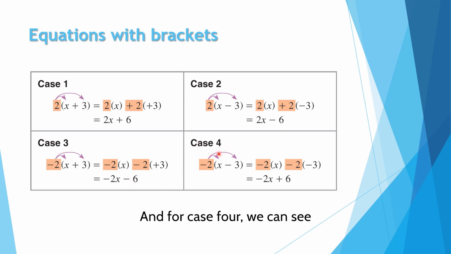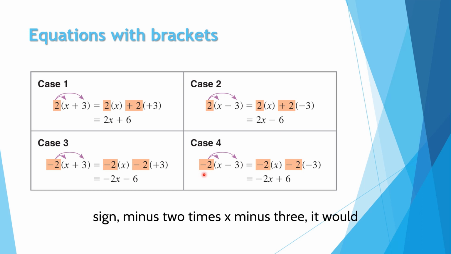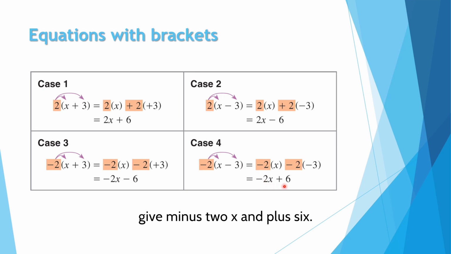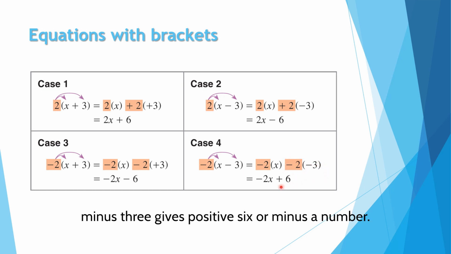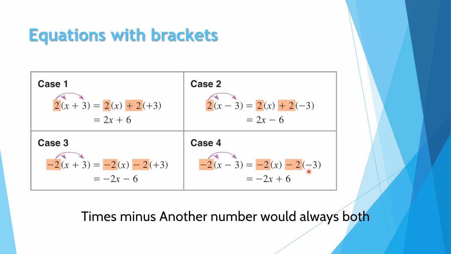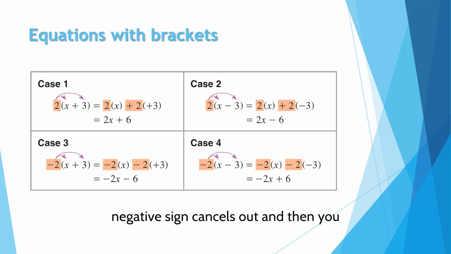And for case 4, we can see sometimes the sign will even change. If the sign inside the bracket is a negative sign, minus 2 times (x minus 3), it would give minus 2x and plus 6. Because please bear in mind that minus 2 times minus 3 gives positive 6. A negative number times another negative number would always give a positive sign, because the two negative signs cancel out.